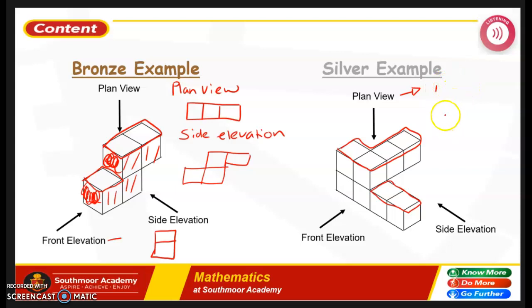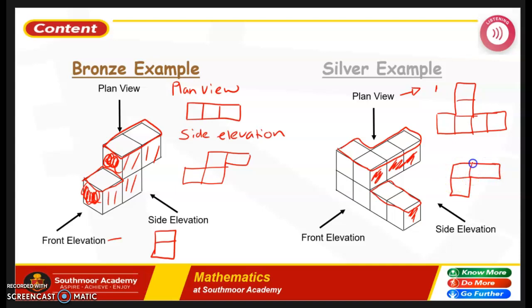So if we were looking at it from the top, we would have an L, or backwards L for the front bit, and then those 2 squares on the side. And then the 1 and 3. So that would be our plan view. Our side elevation, we are just looking at this one, this one, this one and this one. So our 3 squares going down, now 1 going up.